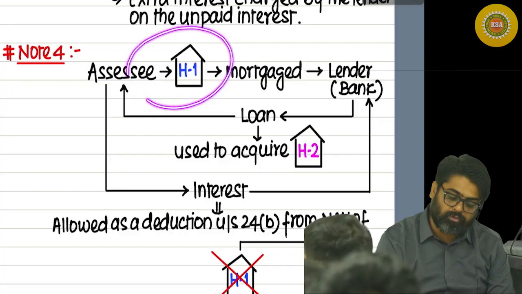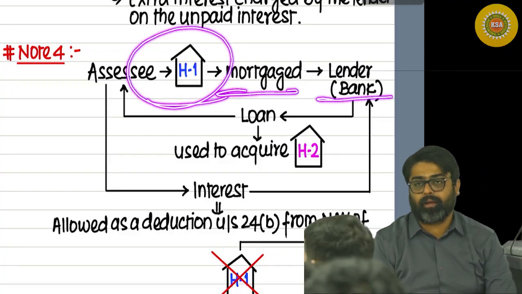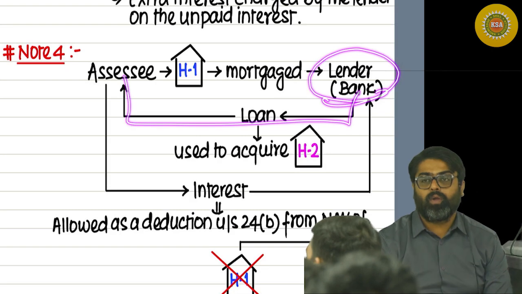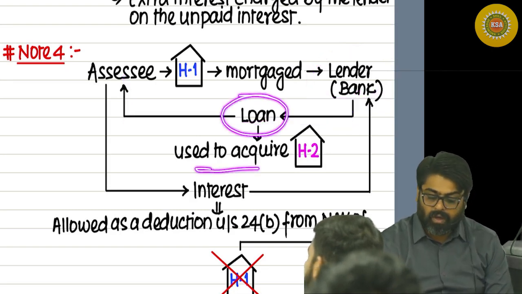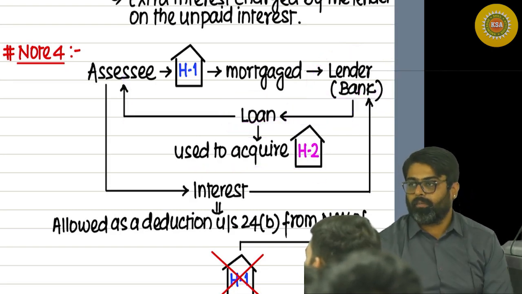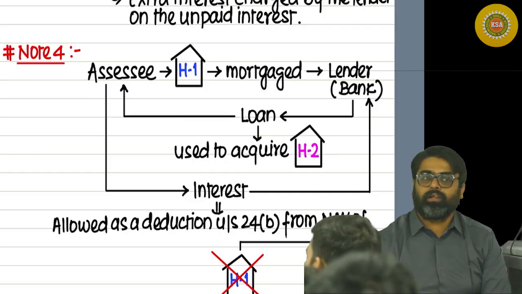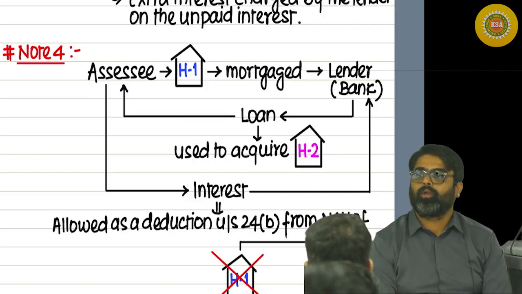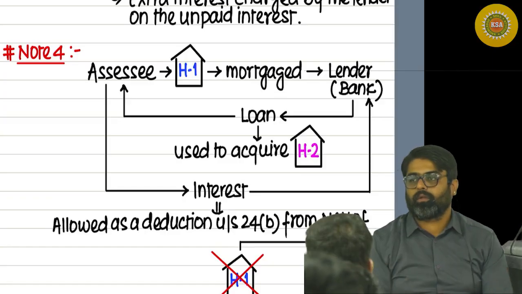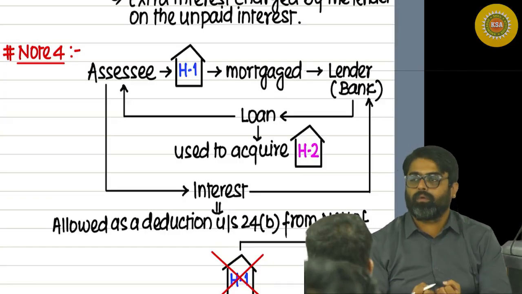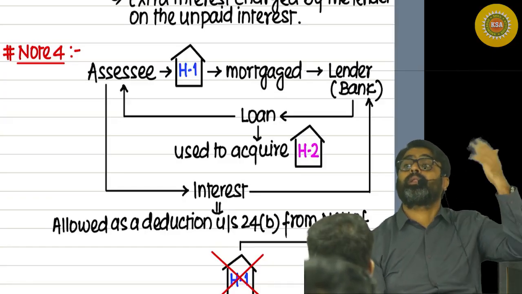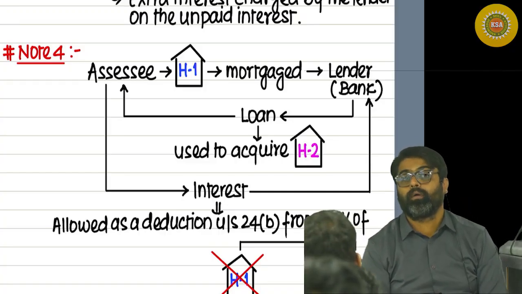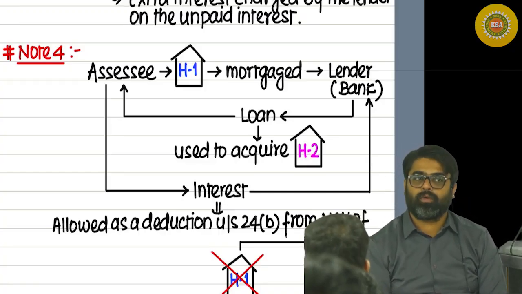Now you have one house property which you have mortgaged with a bank, and by mortgaging it with a bank, the bank has given you a loan, and by this loan you have acquired another house property. Possible or not possible? For example, in Chennai you are having one house property. That house property you have mortgaged with the bank. Now the bank is giving you some loan, and from that loan you are taking another house property in Hyderabad. Possible? Sure.